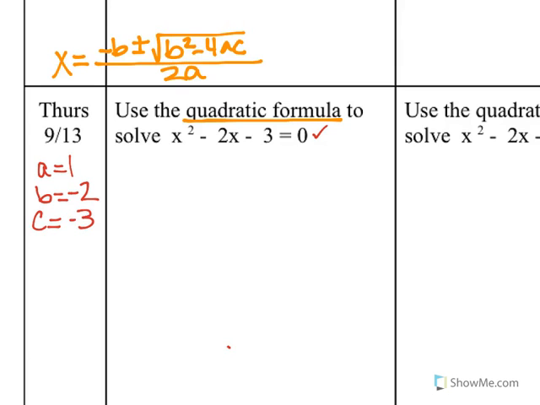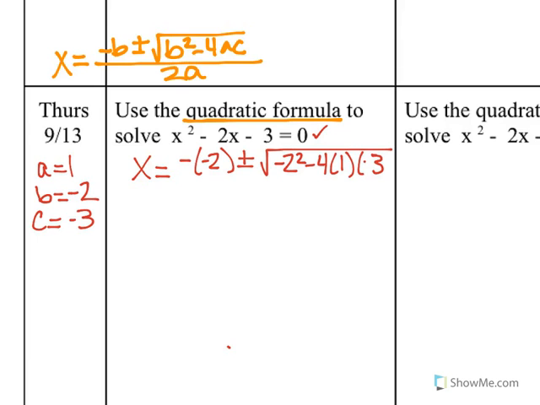And then I'm just going to plug this in my formula. So we get x equals negative b, so negative 2, plus or minus the square root of b squared, negative 2 squared, minus 4 times a, which is 1, times c, which is negative 3, all divided by 2 times a, which is 1. And then we're just going to simplify it down.